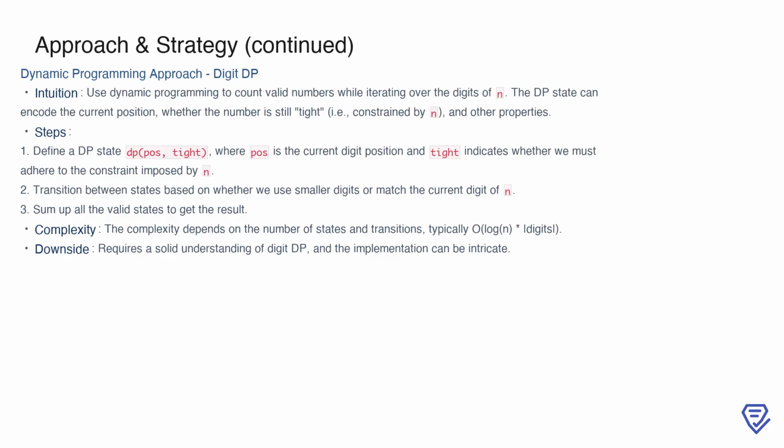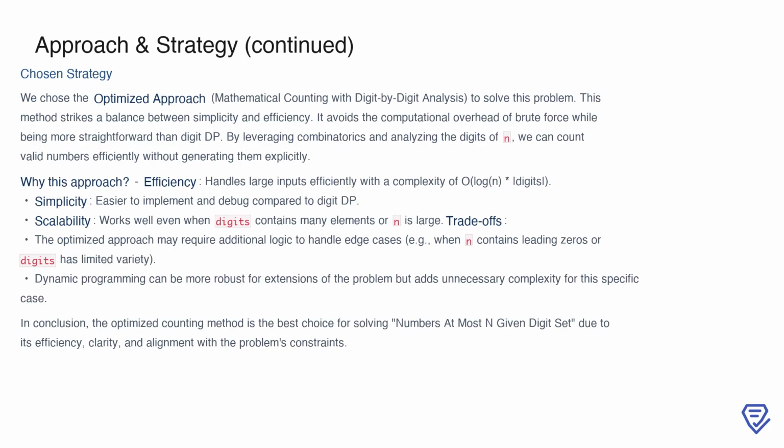the given conditions. While this method can be very powerful and extendable to more complex variants of the problem, it requires a deep understanding of dynamic programming concepts and can be intricate to implement. The complexity is typically O(log n * digits), but the added complexity in implementation may not always be necessary for this specific problem. For this problem, the optimized approach using mathematical counting and digit-by-digit analysis was chosen.